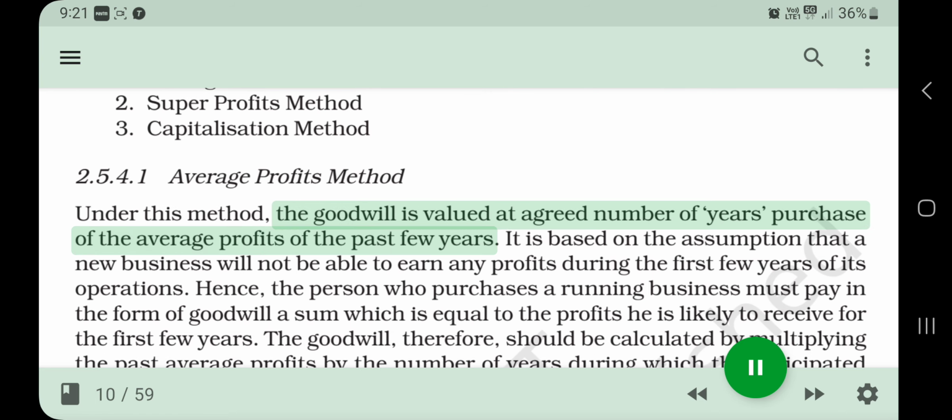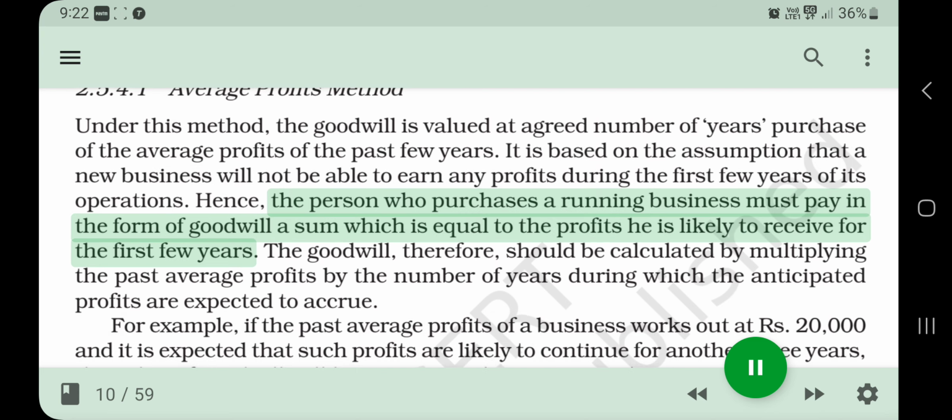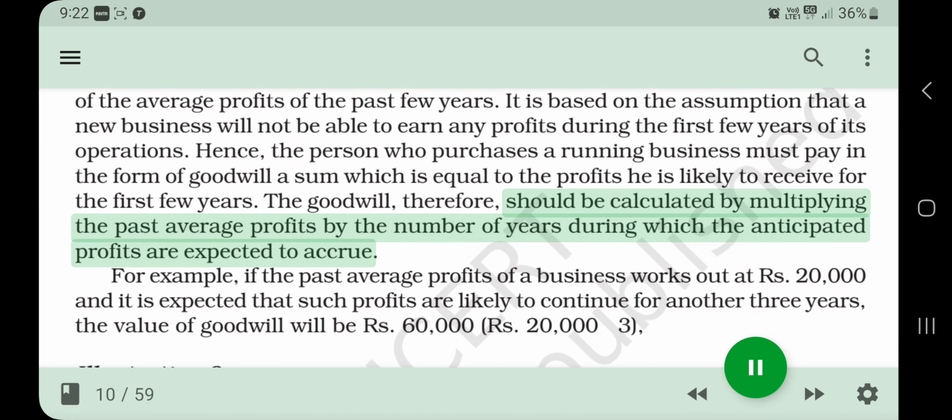2.5.4.1 Average profits method. Under this method, the goodwill is valued at agreed number of years purchase of the average profits of the past few years. It is based on the assumption that a new business will not be able to earn any profits during the first few years of its operations. Hence, the person who purchases a running business must pay in the form of goodwill a sum which is equal to the profits he is likely to receive for the first few years. The goodwill, therefore, should be calculated by multiplying the past average profits by the number of years during which the anticipated profits are expected to accrue.